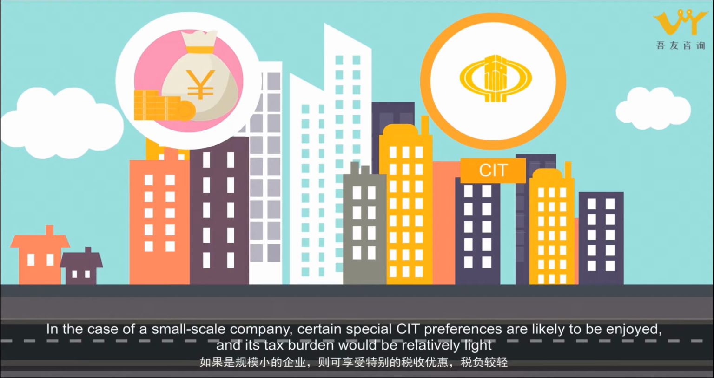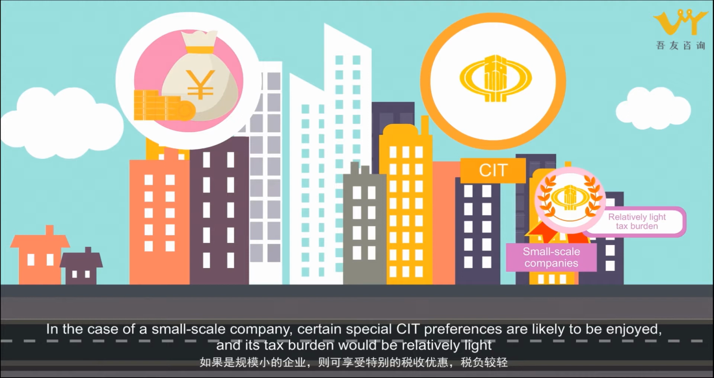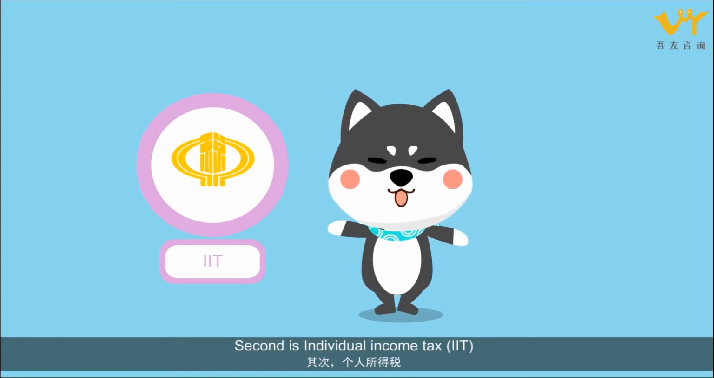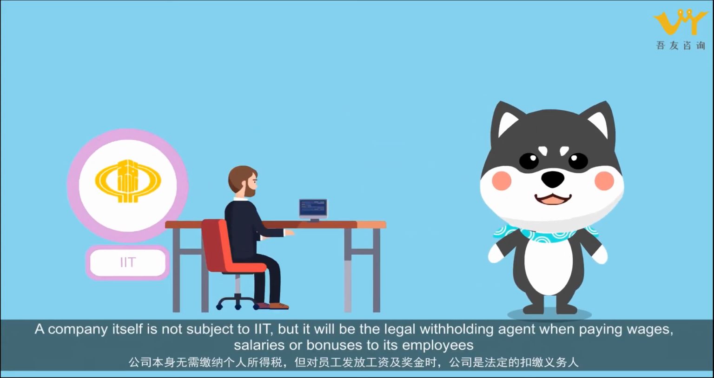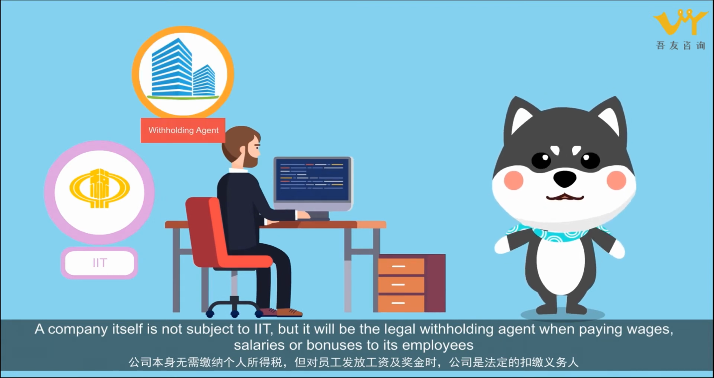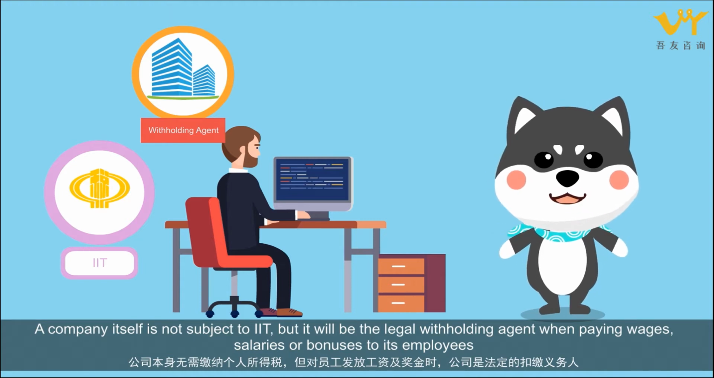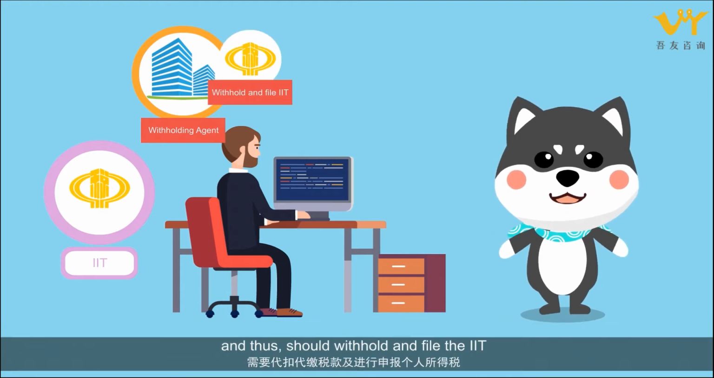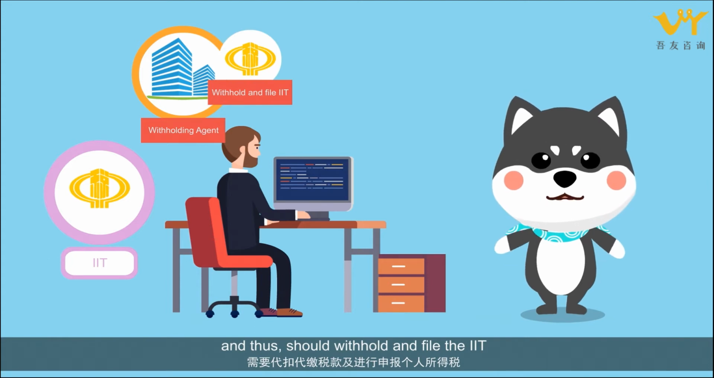In the case of a small-scale company, certain special CIT preferences are likely to be enjoyed, and its tax burden would be relatively light. Second is individual income tax, IIT. A company itself is not subject to IIT, but it will be the legal withholding agent when paying wages, salaries, or bonuses to its employees, and thus should withhold and file the IIT.